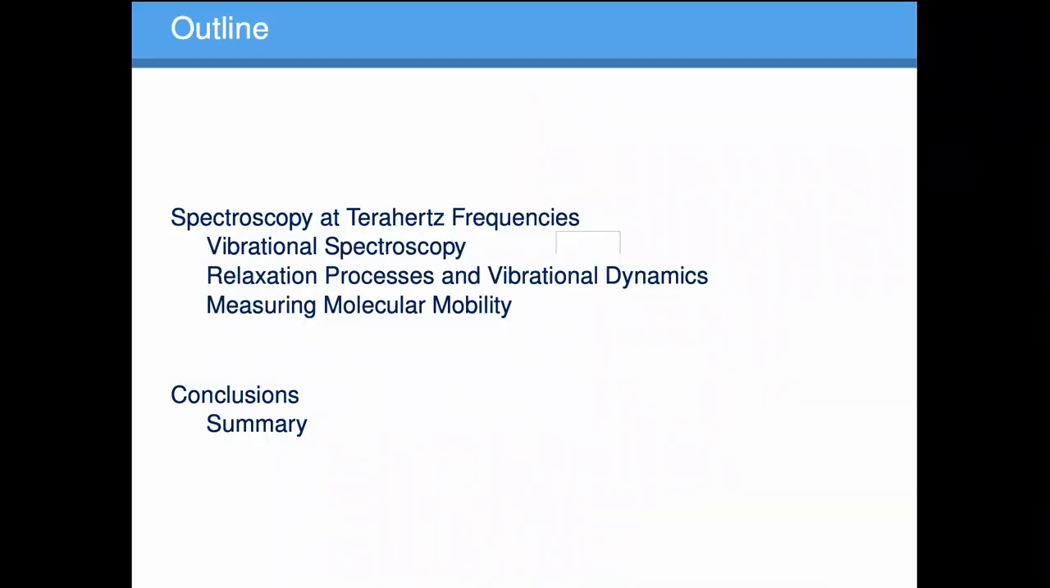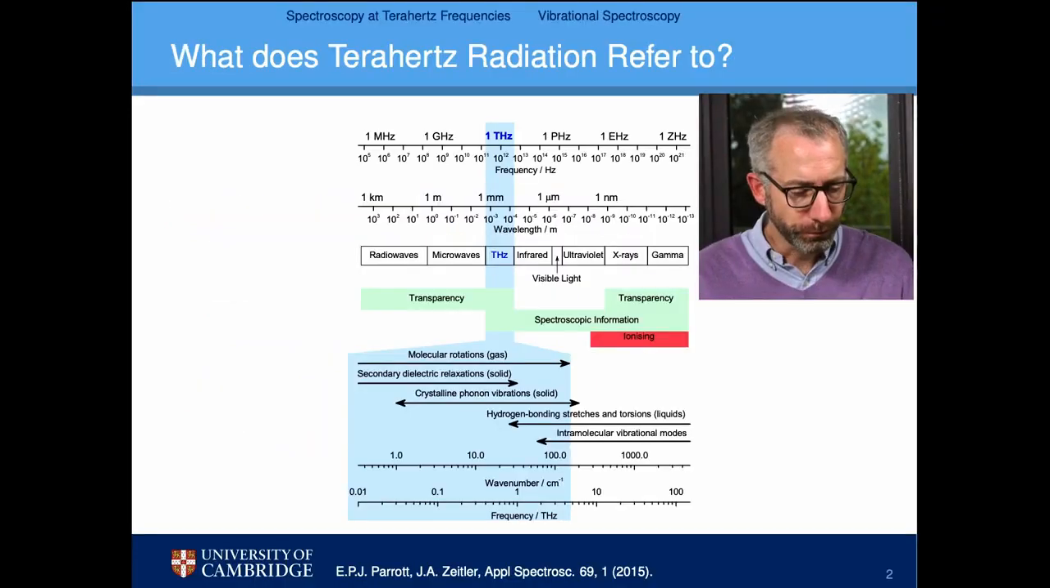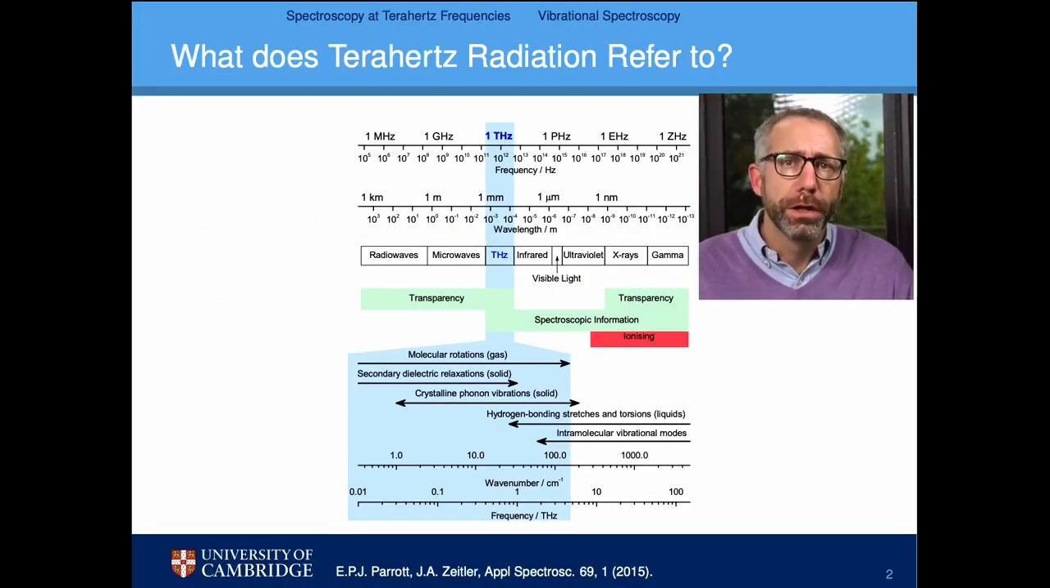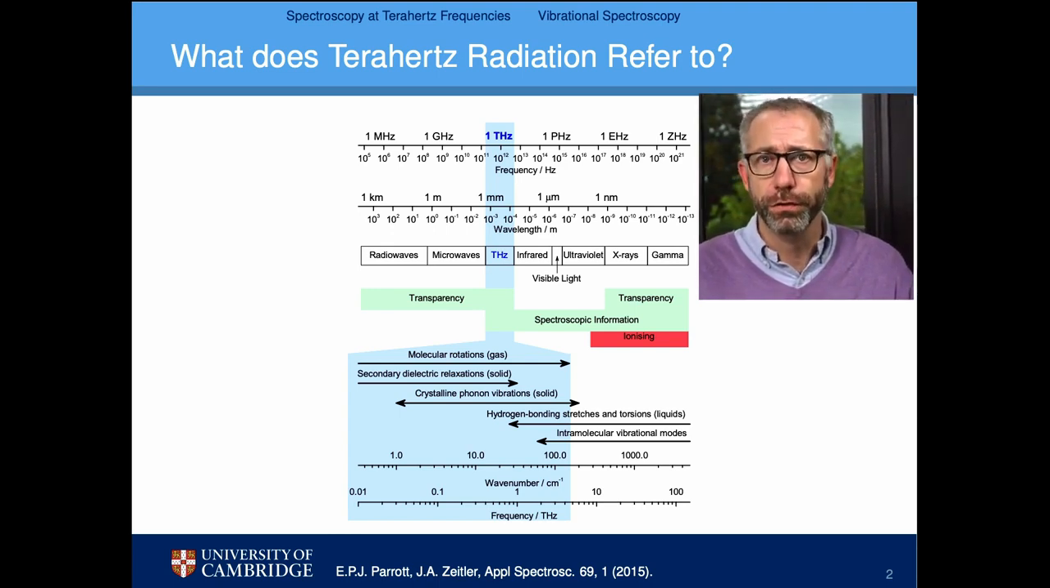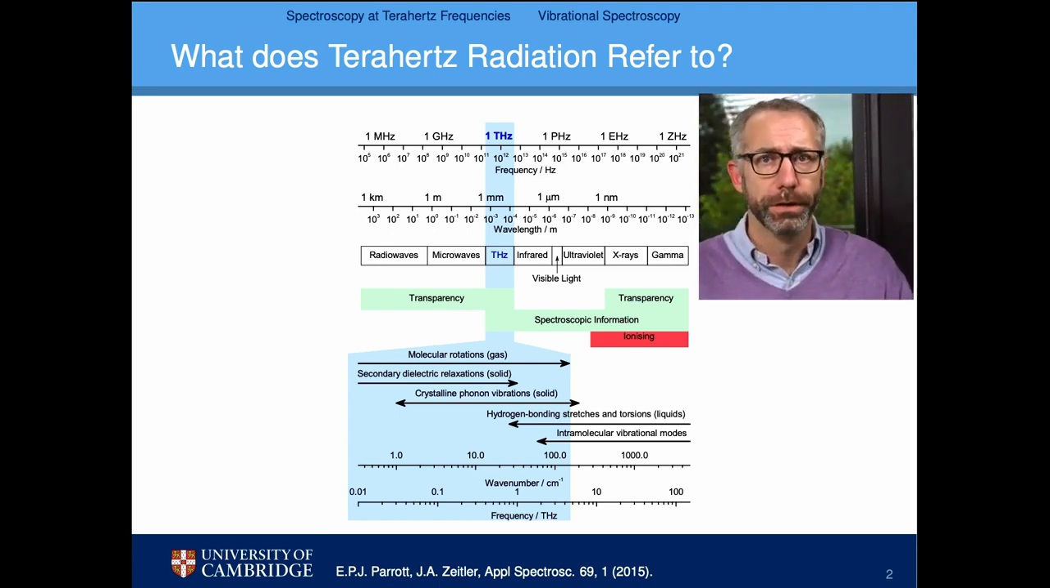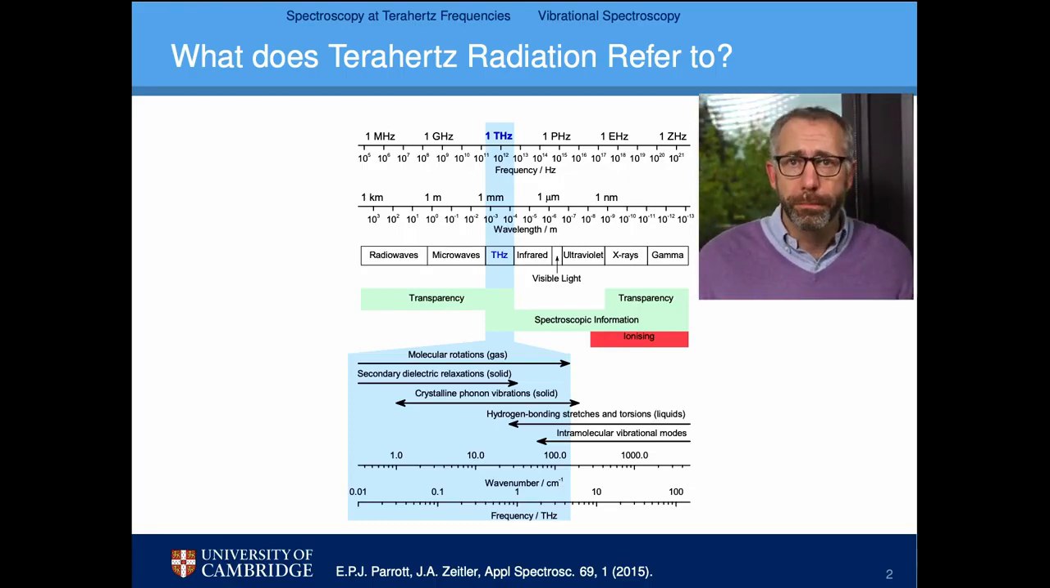So in this seminar, I would like to start with an introduction about what we mean by the term terahertz radiation and terahertz spectroscopy, and how this method can be used to learn about organic molecular materials. The term terahertz simply relates to the frequency of the electromagnetic radiation used for this type of spectroscopy. Similar to the word terabyte, the prefix tera simply means 10 to the power of 12.